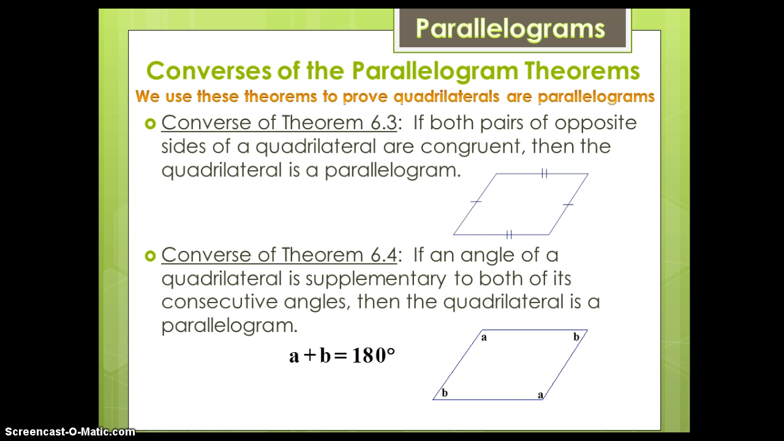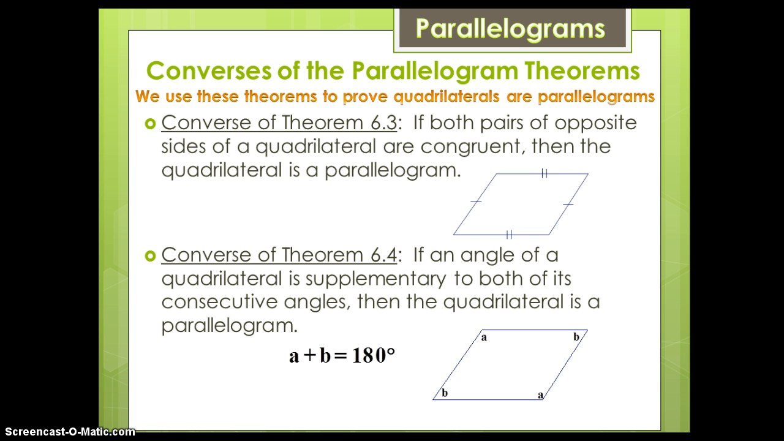So we now have the reverses of those theorems and those properties that we know about parallelograms. We use these theorems to prove that quadrilaterals are parallelograms. So now we can say that if these properties occur and it's a four-sided figure, we know it's a parallelogram. So the first converse is of theorem 6.3. It says that if both pairs of opposite sides of a quadrilateral are congruent, then it is a parallelogram. So if we know the opposite sides are congruent, we know the shape is a parallelogram.